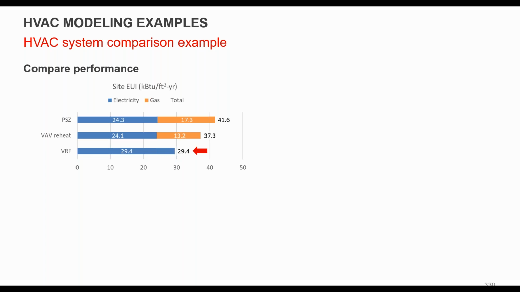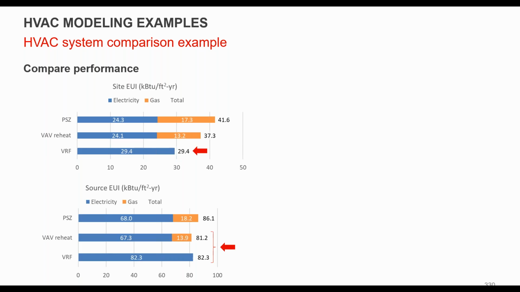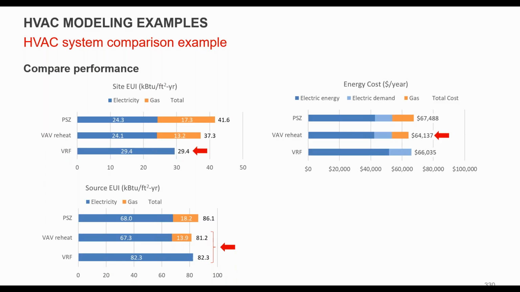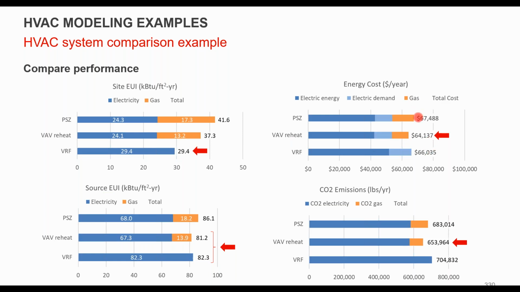Once we've made all of those changes, other ways to visualize this are to look at total site EUI. An example here is the VRF is substantially lower. If you look at total, once you include the gas, and it's an all-electric system, it's much lower. From a source point of view, the VAV and the VRF operate fairly similarly. From a cost point of view, the VAV reheat wins out just a little bit, but the variation in energy cost is quite low, a $2,000 or $3,000 variation. That might not drive a decision from an owner.